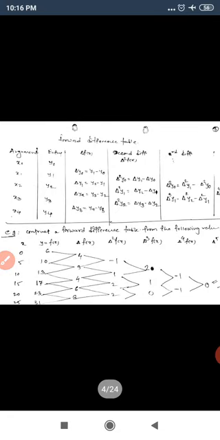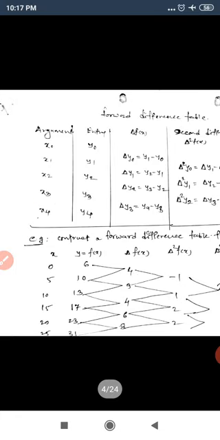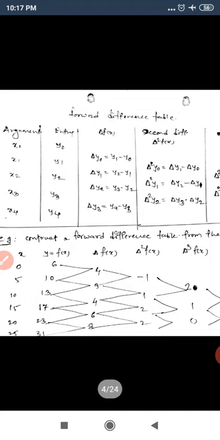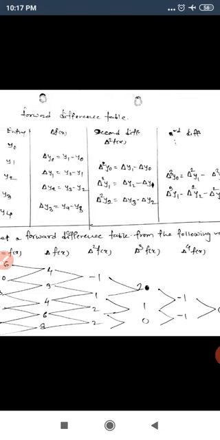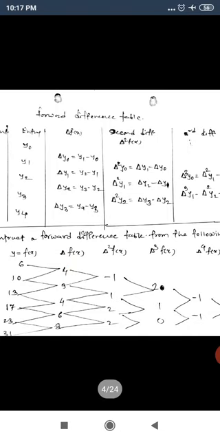Here I have again written the difference table. So del of y0 equal to y1 minus y0, then del of y1 is y2 minus y1, del of y2 is y3 minus y2, del of y3 is y4 minus y3. Again the next value, del square of y0, is equal to what? Del of y1 minus del of y0. Del square of y1 is del of y2 minus del of y1. Del square of y2 is del of y3 minus del of y2. And again the next difference is like this. Now we will see in detail.